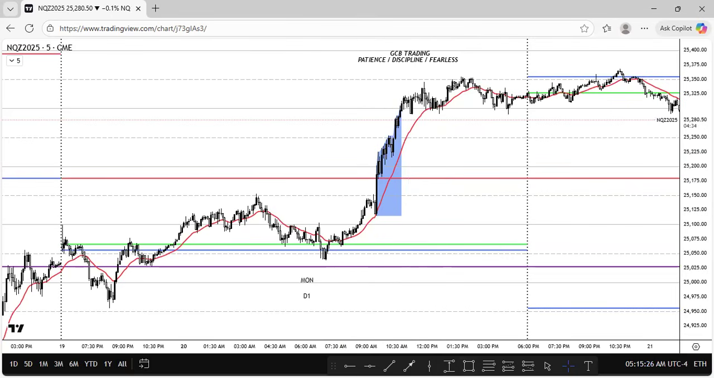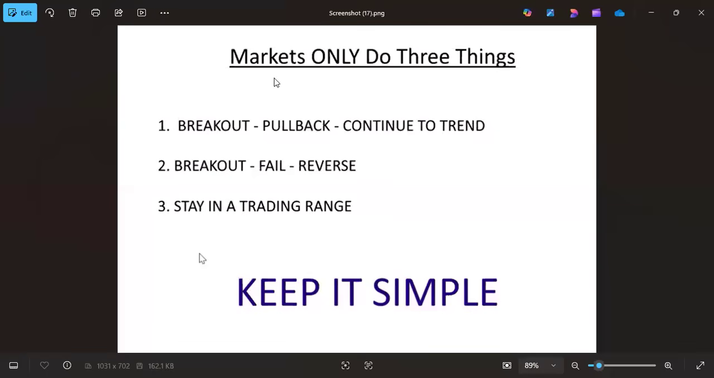All right. And like he always says, guys, markets only do three things. They break out, pull back and trend, they break out, fail and reverse, or they stay in a trading range. And today we had a market that broke out. It gave a pullback, which was our dump, and it continued to trend. Okay. So, like I was saying, keep it simple. There's no need to do anything else.